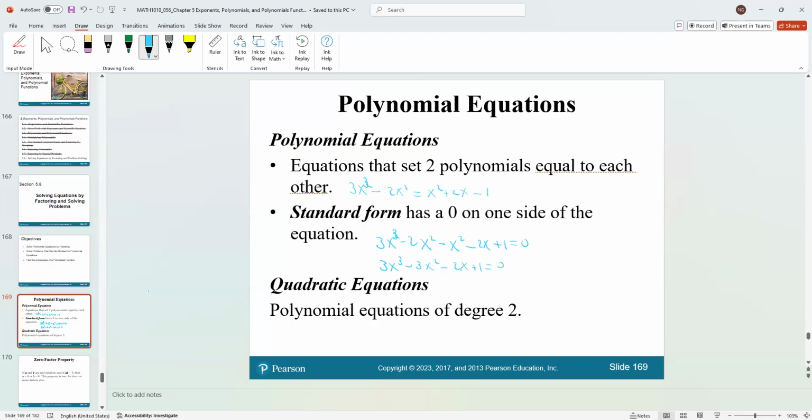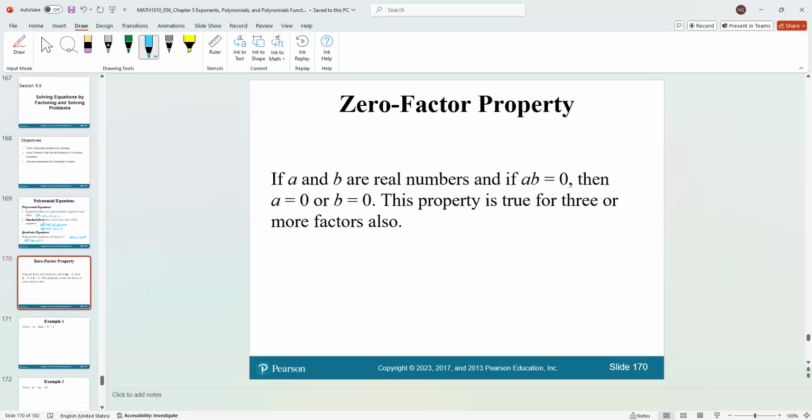A polynomial equation of degree 2 is called a quadratic equation. For example, any polynomial in the form ax squared plus bx plus c equal to 0 is in quadratic form. So quadratic equations are any equations like 2x squared plus 5x plus 4 equal to 0.